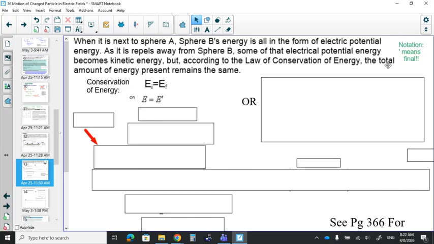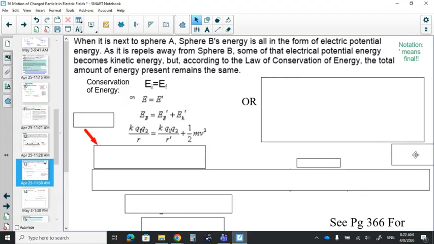It's a common notation, so it's good for me to show you all of the different ways that it'll look when you look up information in different textbooks or different questions or different sites that you go to for help. So the idea, of course, is that the final energy has two forms, right? We start with all electric potential energy. We end up with electric potential energy and kinetic energy in the end.